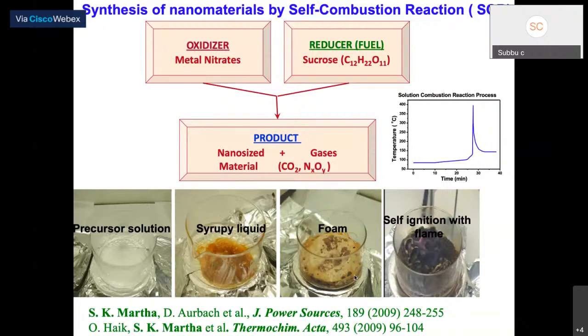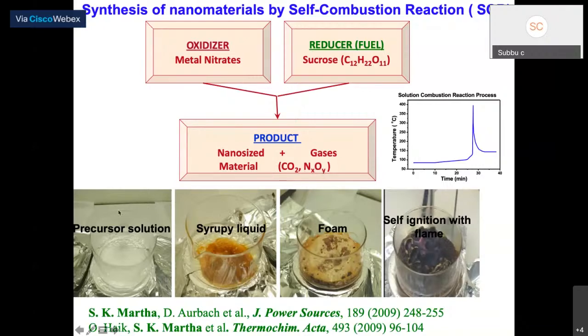Okay, so the combustion of the fuel. You have your metal precursor, you have a reducing agent. This is like your fuel, like your petrol, diesel. You try to burn the fuel in the presence of a metal nitrate, so that you are forming some kind of material, but at the same time you are evolving gases like COx and NOx.